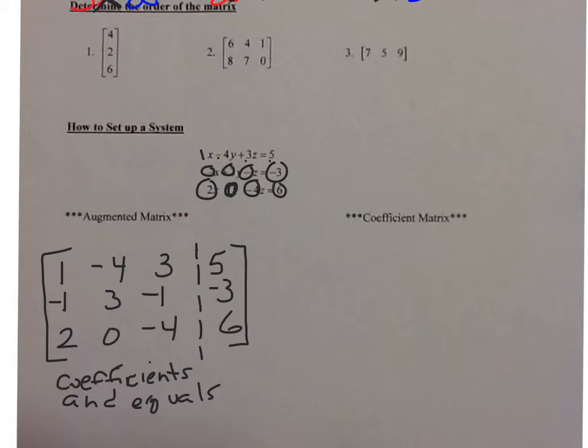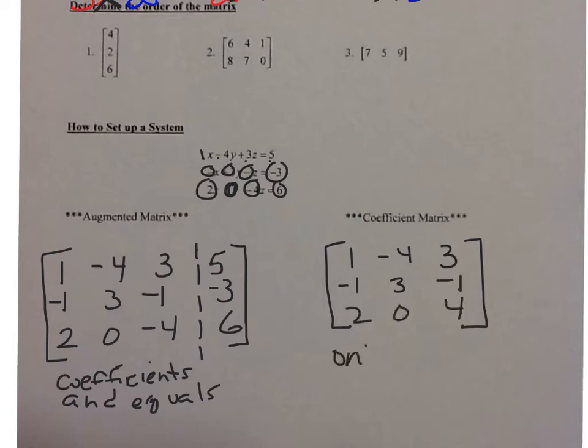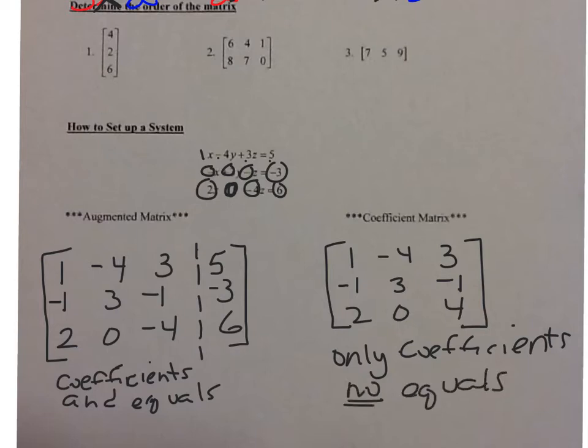So the coefficient matrix, you should be able to figure out what that is. The coefficient matrix is when you just have the coefficients, not what it equals. So a coefficient matrix for this one would be 1, -4, 3; -1, 3, -1; and 2, 0, -4. So this is only coefficients, no equals. Okay, so we're going to be using augmented for now. Okay, so flip it over.